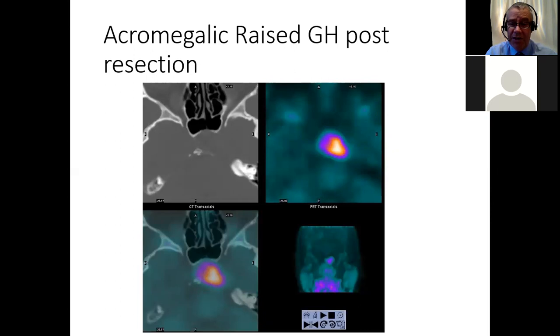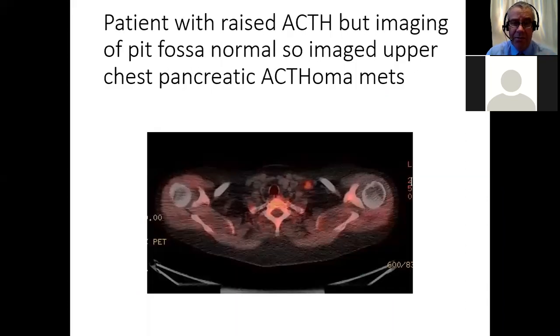So just to remind us, this is a pituitary tumor, and this is a big one causing acromegaly. And again, what you can see here is the very intense uptake in the tumor and almost no uptake in the surrounding tissue. So you get a very good target to background ratio.